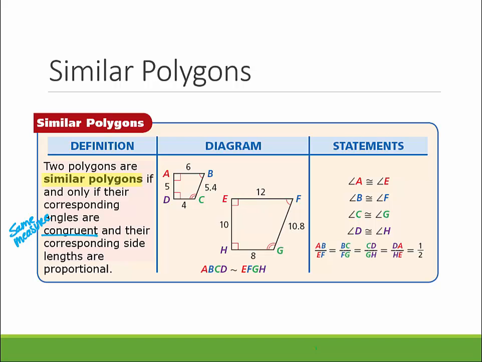And if you take a look at each of these side lengths, AB corresponds to EF. This got twice as big. BC corresponds to FG, and again, it got twice as big. 4 gives you 8, 5 gives you 10. So we can see that when we divide these, putting the small one on top and the big one on bottom, you get the same proportion, or the same ratio, every single time.